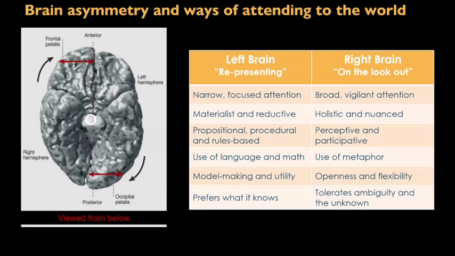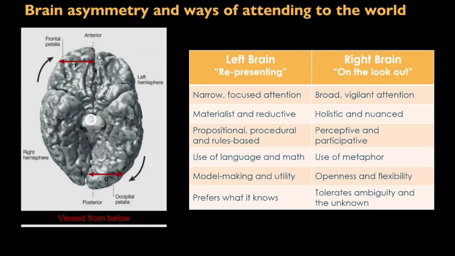That is, overemphasizing the left brain, representing, as he said, narrow focused attention, very reductive and analytical, based on propositional procedures, language and math, model making and utility. The left brain, in a sense, represents the world and models it, expressing a preference for what it knows or can know.